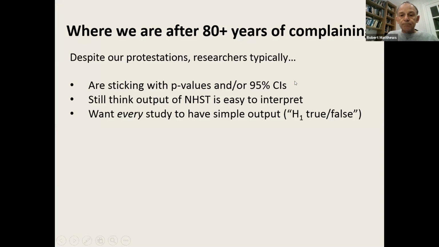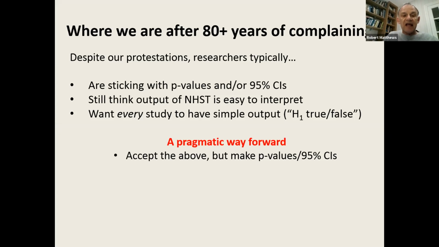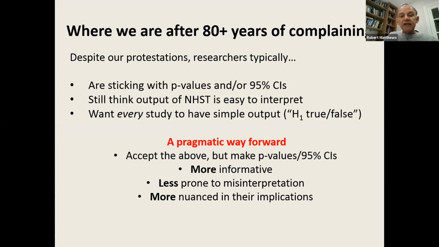And they want basically every study that they do, and also the editors of journals want them to have, a simple output that either the substantive hypothesis is true or false. So it seems to me that what this is telling us is that the only way forward is a pragmatic one, and that is to basically accept all of the above, but with this change, that we need to make p-values and 95% confidence intervals more informative, less prone to misinterpretation, and also get them to offer more nuanced insight into what the data is actually telling us.